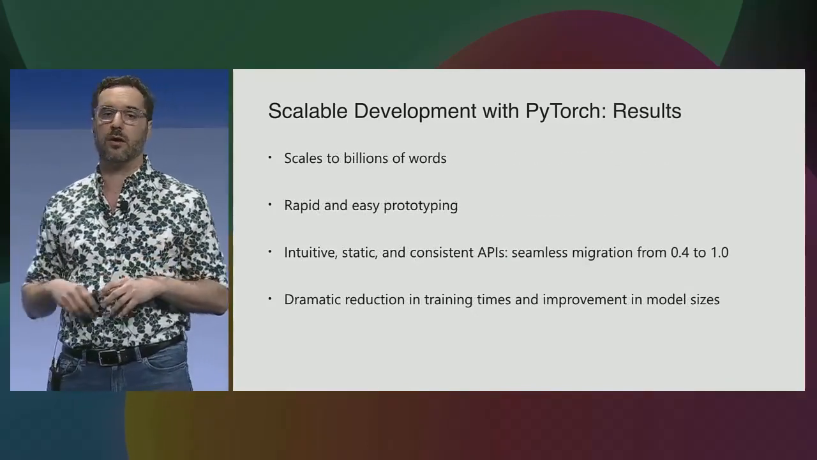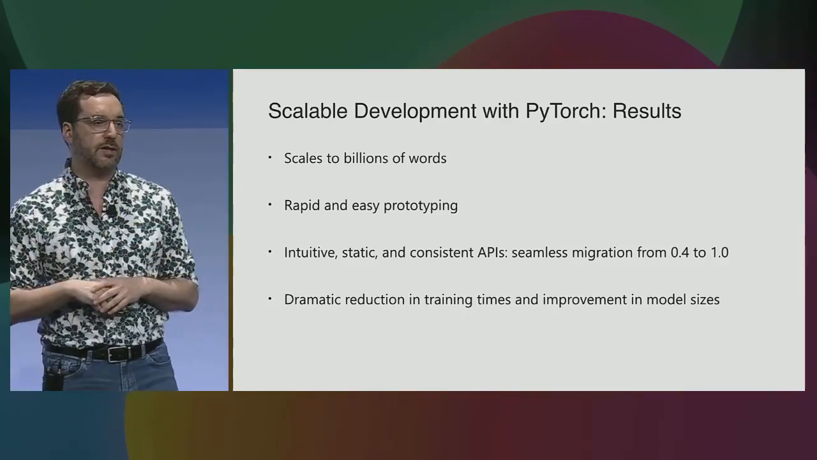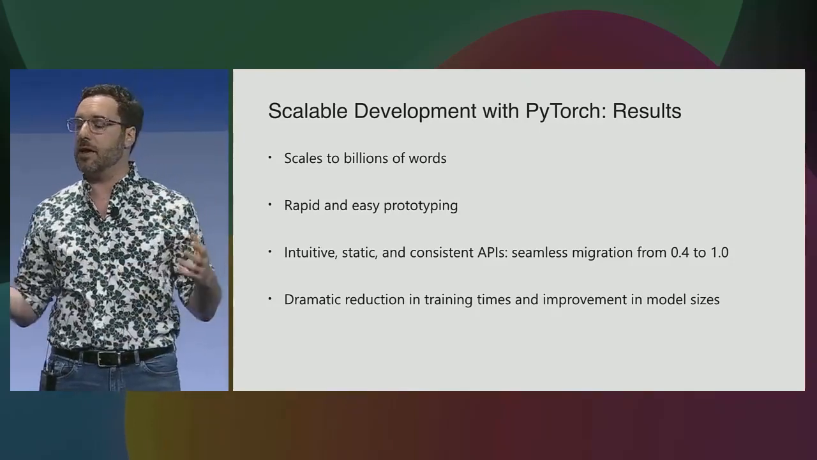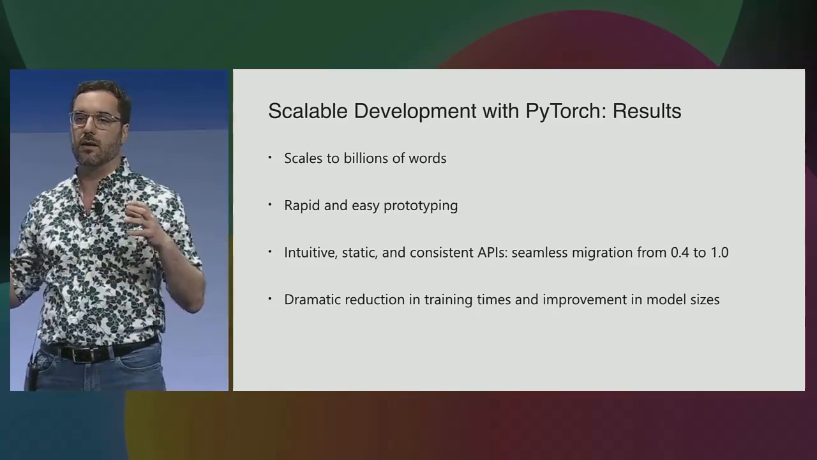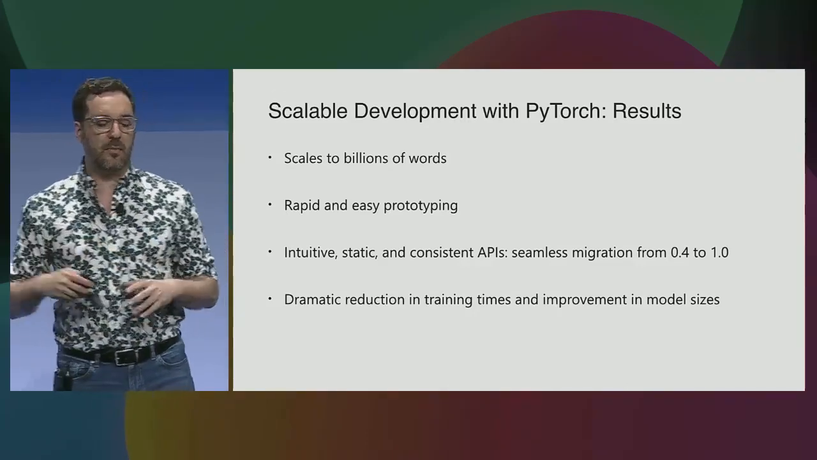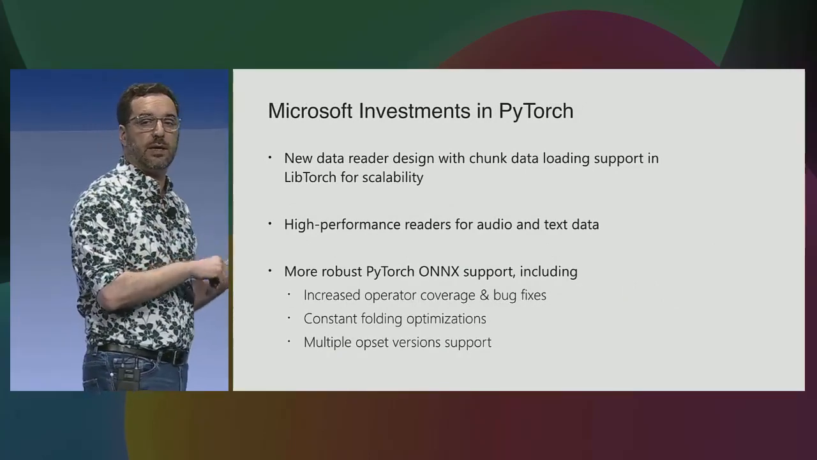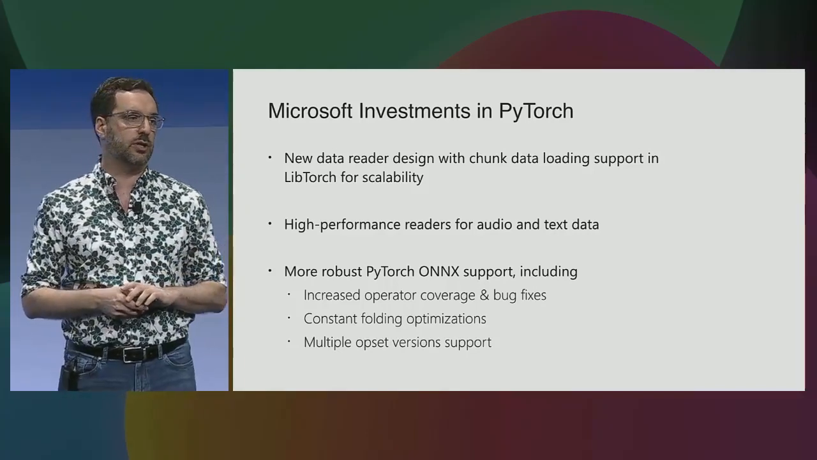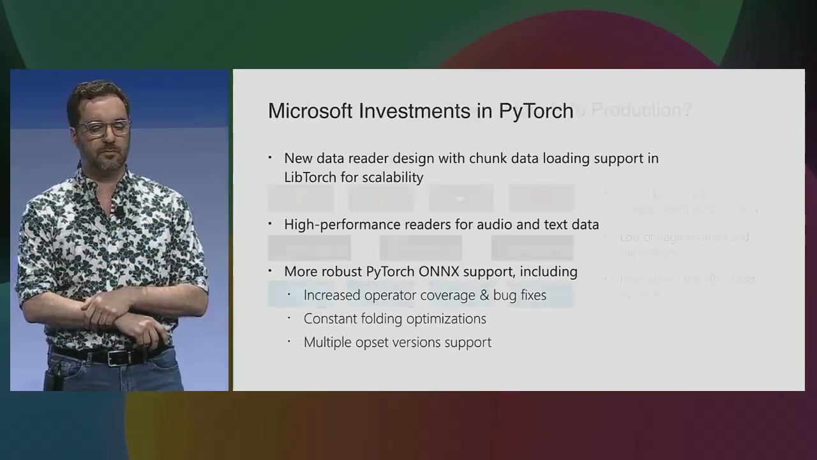As a result of all that work, we're able to scale those language modeling features to billions of words with very, very fast prototyping, so we're able to test brand new research papers and other things that come down the line. The API has been static and very well thought through from even 0.4, meaning our tests and our systems have been extremely powerful. And then we've seen a dramatic reduction in times and improvements in model sizes. And you can see some of the ways that we have moved that content upstream into the native PyTorch repo for everyone to use. And you can see some of those advancements here.